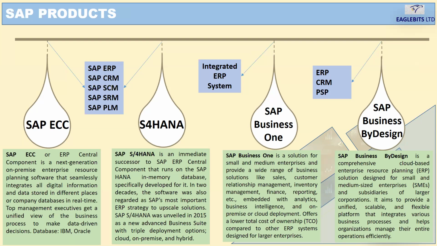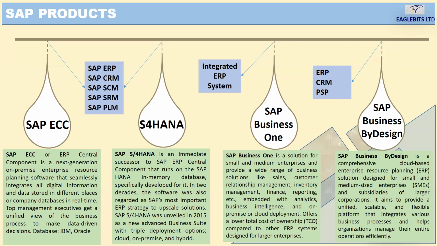The ECC, that's the ERP Central Component, is an on-premise enterprise resource planning software that seamlessly integrates all digital information and data stored in different places or company databases in real time. Top management executives get a unified view of the business process to make data-driven decisions. And as I said earlier, SAP ECC's database is IBM or Oracle, as the case may be.